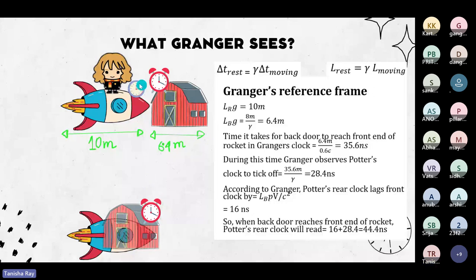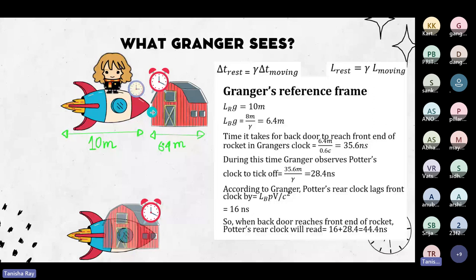So then Hermione, as we all know, is very witty. She does a lot of brainstorming and finally finds out why Potter is able to give these misleading clues. For doing so, she first calculates the time that it takes for the back door. Now in Hermione's frame, the rocket is stationary. It's the burn that is moving towards the rocket with a velocity of 0.6c.